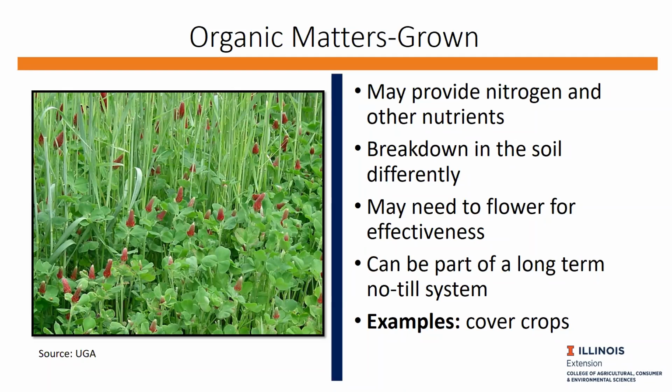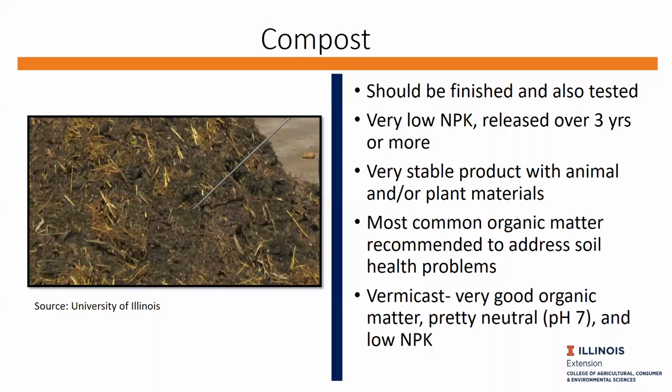They can, of course, be part of a long-term no-till system. And you also want to think about choosing a cover crop, like an organic matter that's grown, that can address your other soil problems too. So compost as an added organic matter, it should be finished.